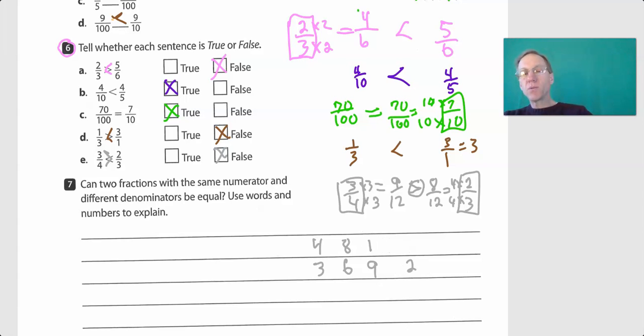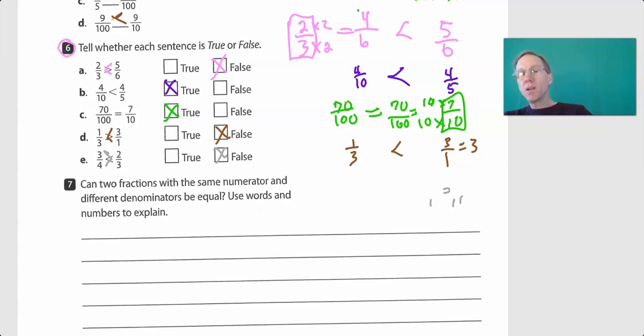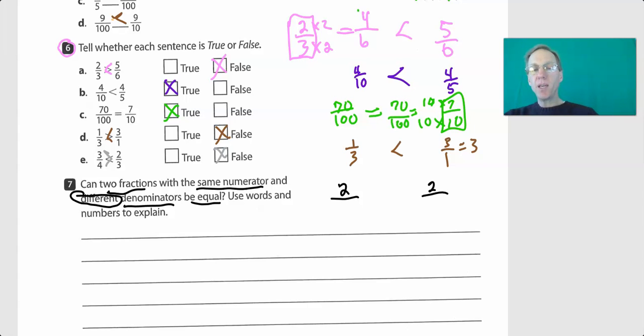All right, so listen, you learned a really important thing. Making those denominators the same is a super, super important skill. Okay, hold on here. Let's look at our last question. Can two fractions with the same numerator and different denominators be equal? Well, let's test it out. It's too hard to think about, so we want 2 fractions with the same numerator. Let's pick a 2 and a 2 for our numerator, but different denominators. So let's pick a 3 here and a 4 here.